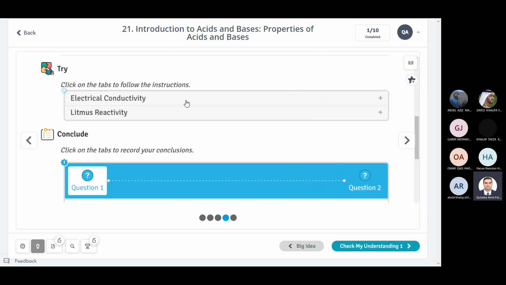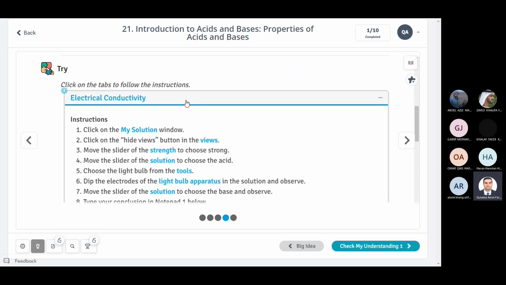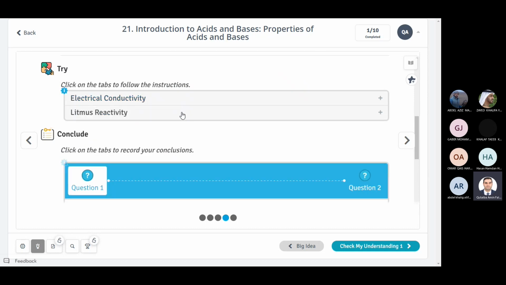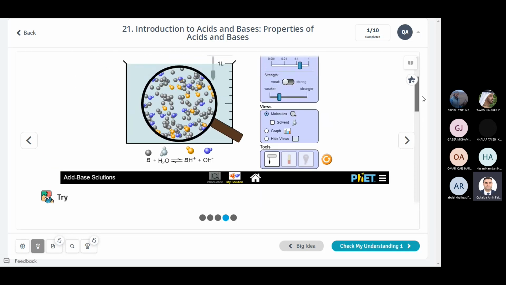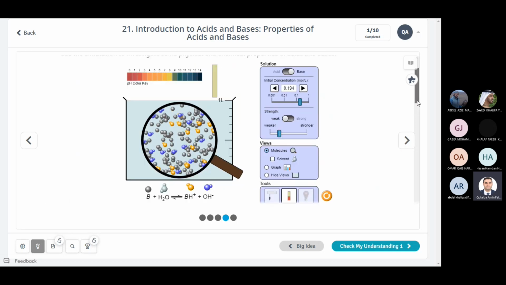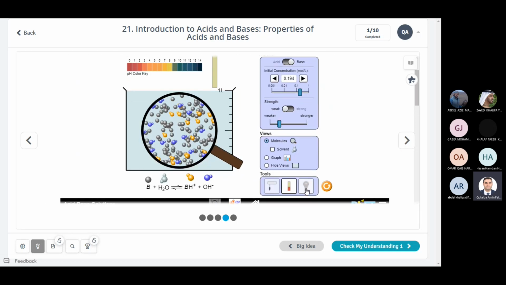Talking about electrical conductivity, both acids and bases are conductive. They conduct electricity because they are electrolytes. They are aqueous solutions. Litmus paper, you can work on litmus paper here and reset and do whatever they want you to do. Check the litmus paper. You can put the litmus paper and see what will happen.